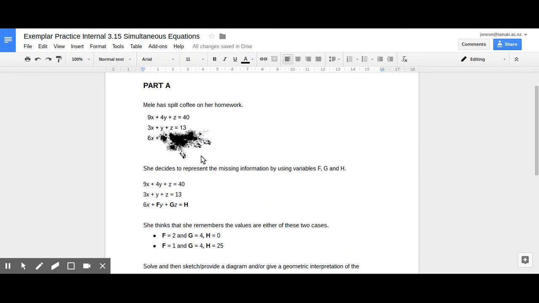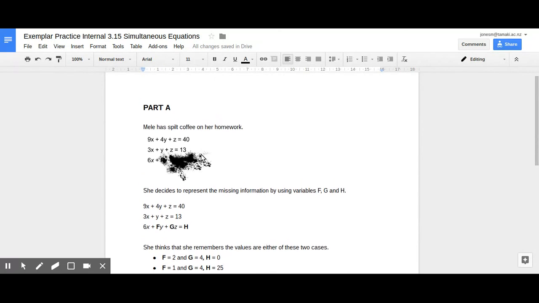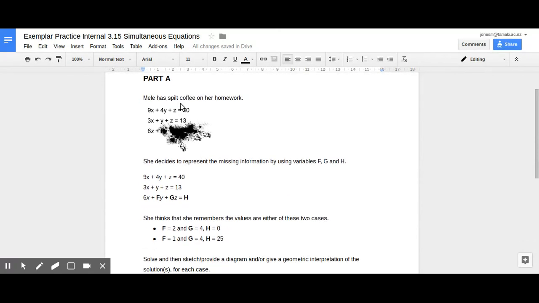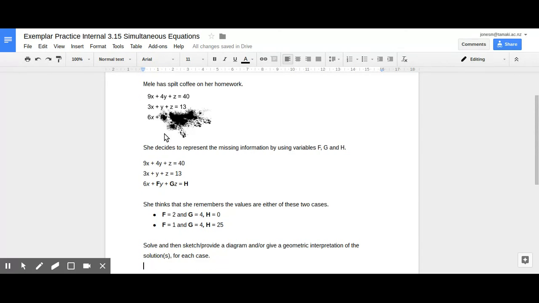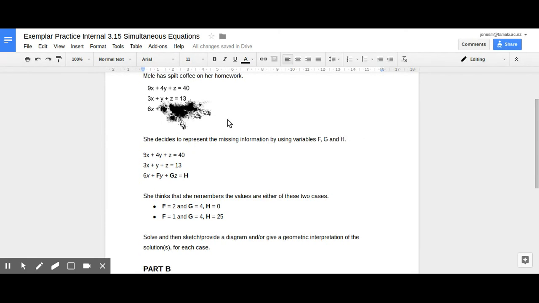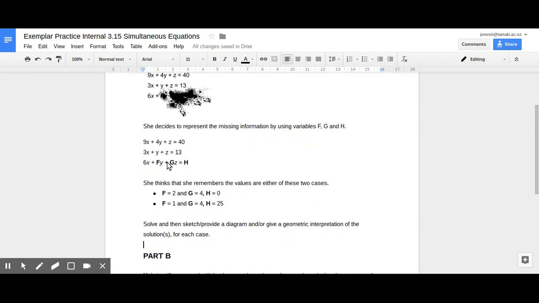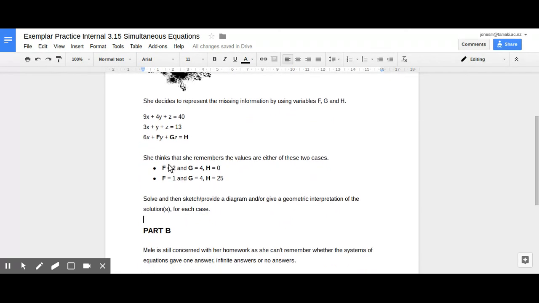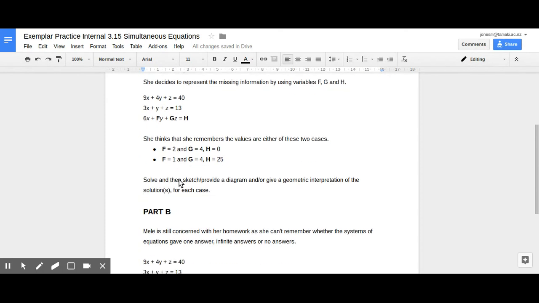Okay, so this is the practice internal for simultaneous equations. We've got a student, Mele, who's spilt coffee on her homework. One of the equations, we're not sure what the terms for x, y, and the constant are. So she decides to represent the missing information using variables f, g, and h, shown here. And then she thinks she remembers the values. So we've got two cases here, and we've got to do each of them.